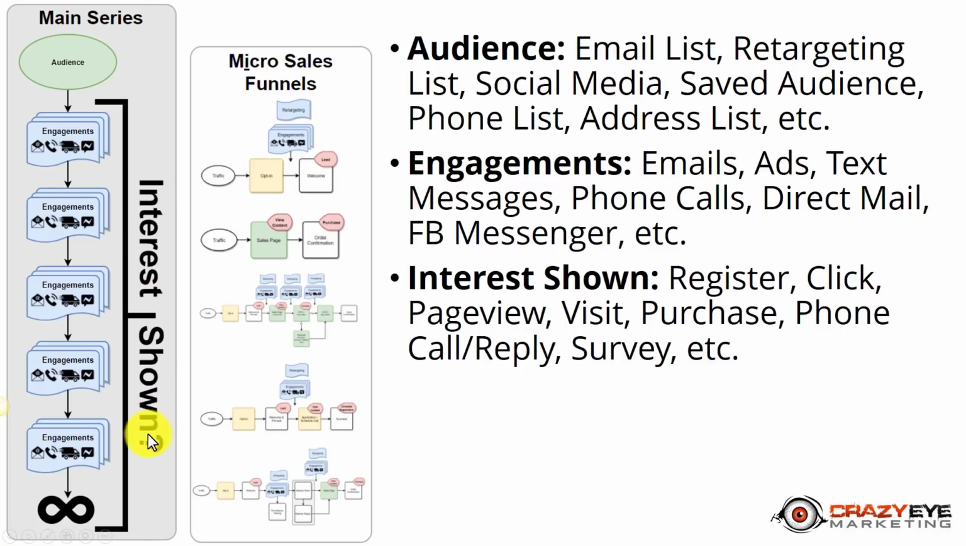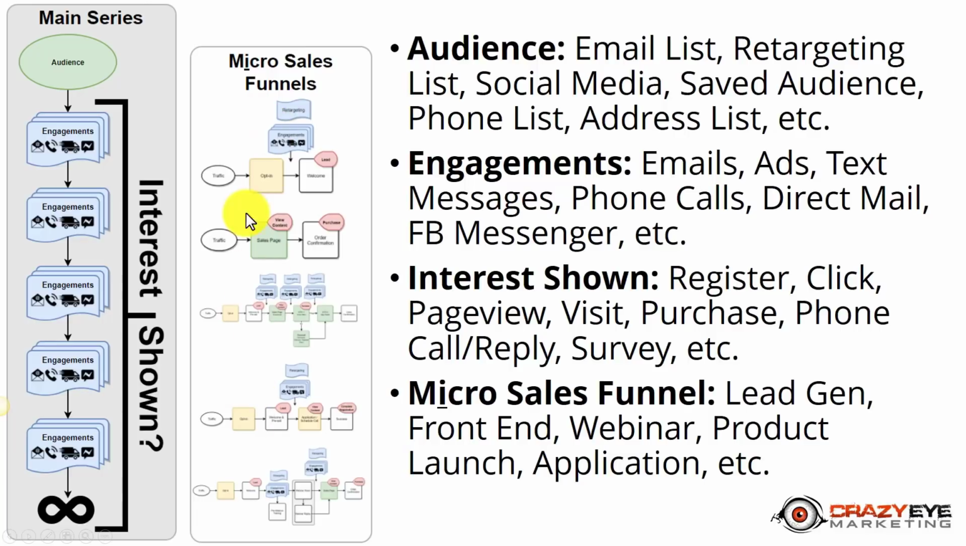And through these engagements, we're watching how people interact with them. And depending how they interact, we know if they're interested in that particular topic, product, or service. And a few ways people can show interest in things is if they register for them, they click a link, they view a page, they actually visit your store, they buy something, they call you, they reply to an email, they fill out a survey, etc. There are many ways to see if somebody is interested in what you're offering.